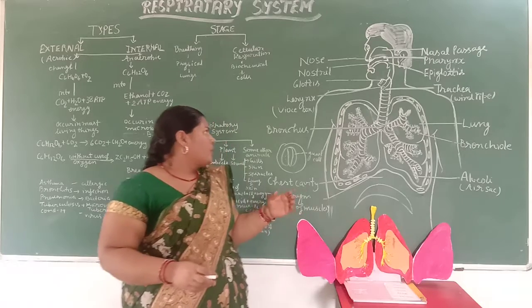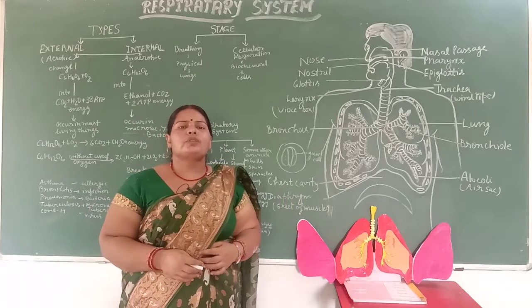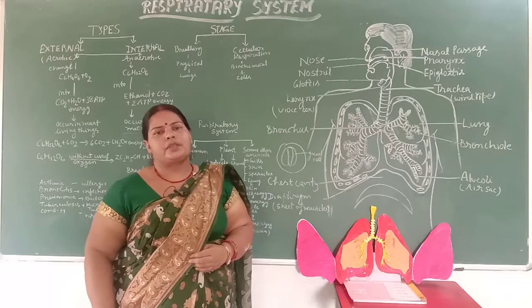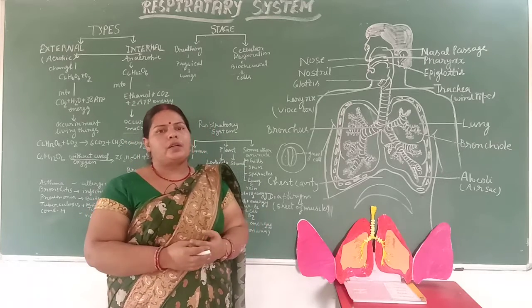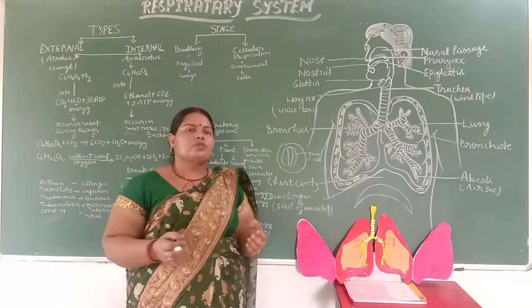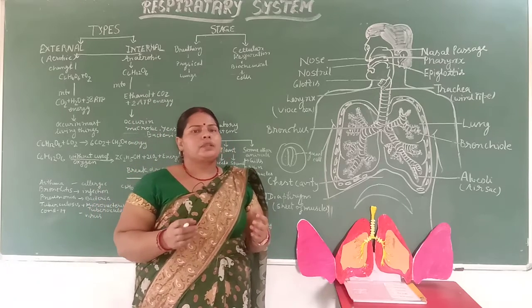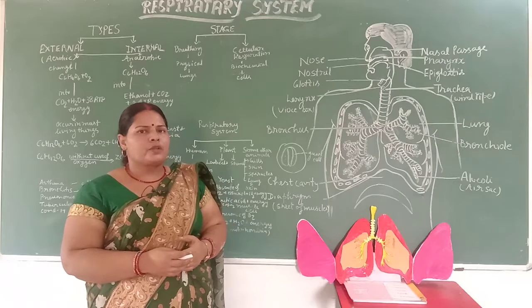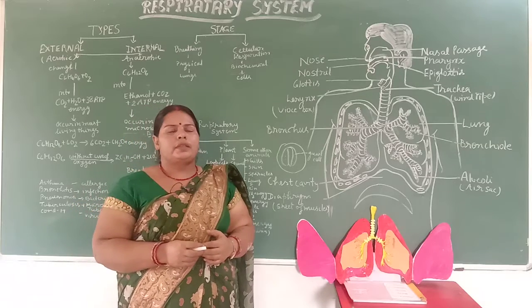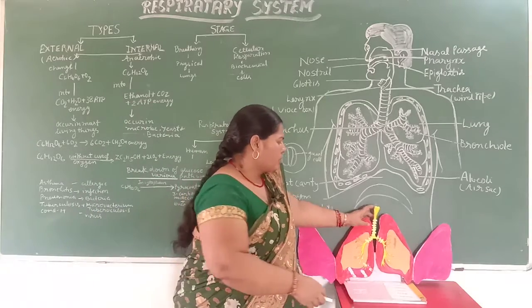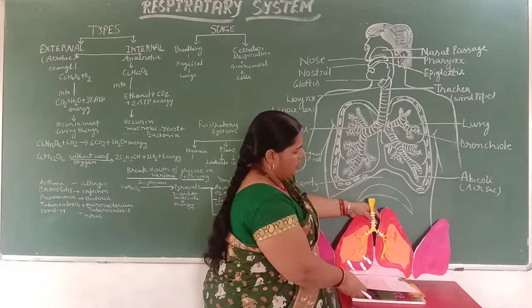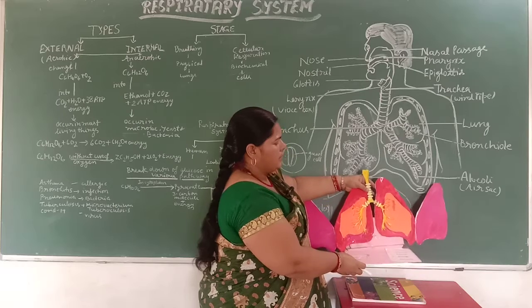Again you learn how different parts develop for respiration in different organisms. Lower organisms have different parts, plants have different parts, and human beings have well developed body parts. What parts are involved in different organisms? Here you see the model of the respiratory system.